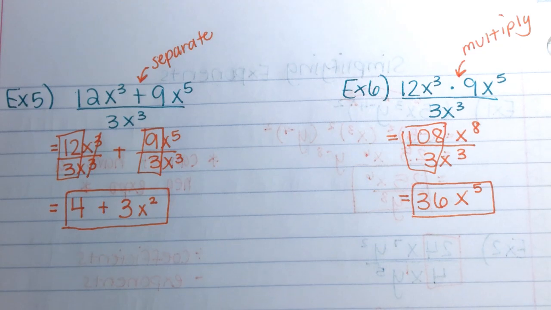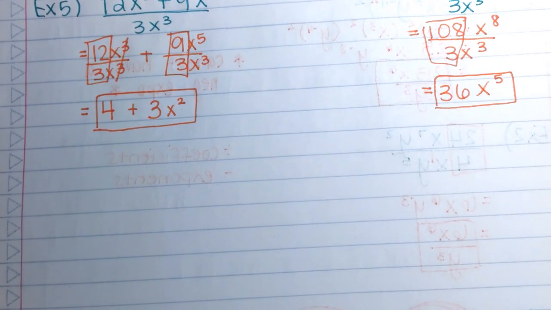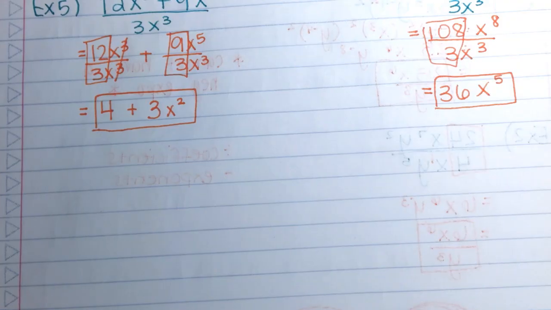All right. For example number 7, y'all, I have about 10 minutes in class and we have 7, 8, and 9 to do.